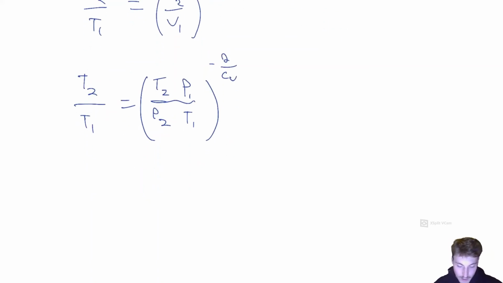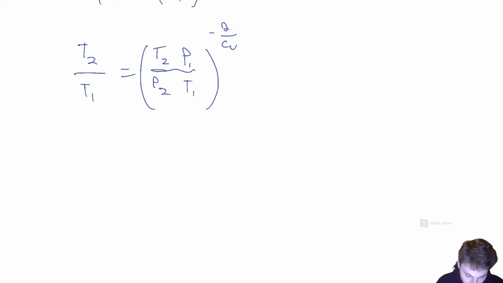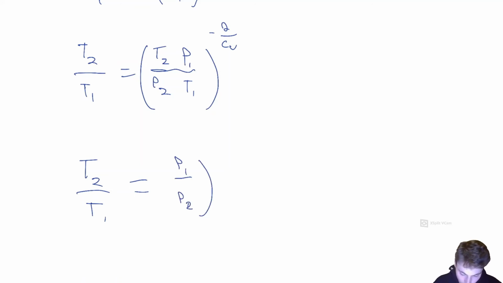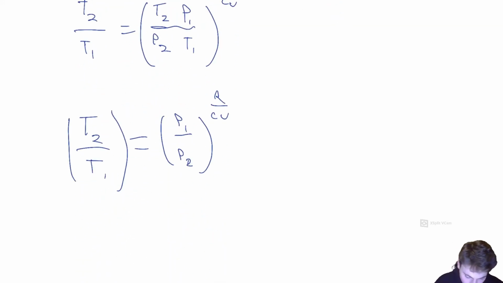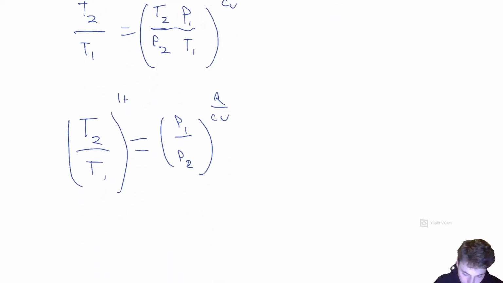And then we can multiply by the reciprocal of the exponent with the temperatures. So then we can get temperature 2 over temperature 1 is equal to, and then the temperatures will cancel out, so that would be just P1 over P2. And then that will just be to the R over CV. And then this will become 1 plus R over CV.